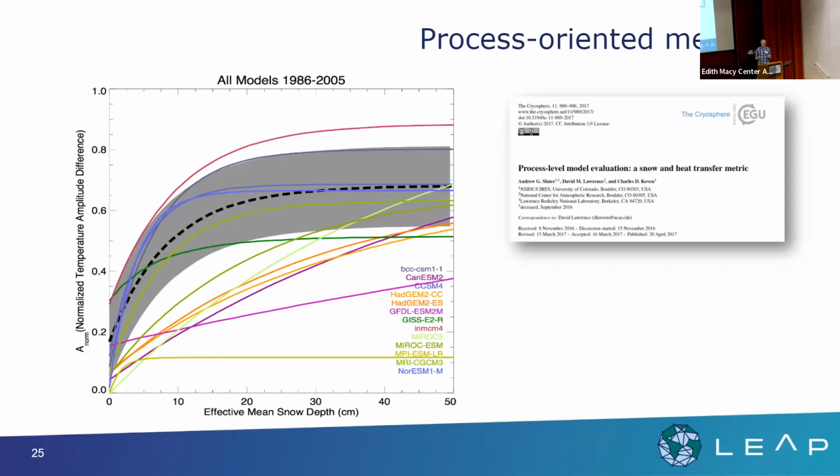This is capturing snow insulation. The way you read this curve is that the x-axis is snow depth, called effective snow depth here. I don't need to explain what that is. And on the y-axis is a measure of the insulation, so a low value means there's low insulation.